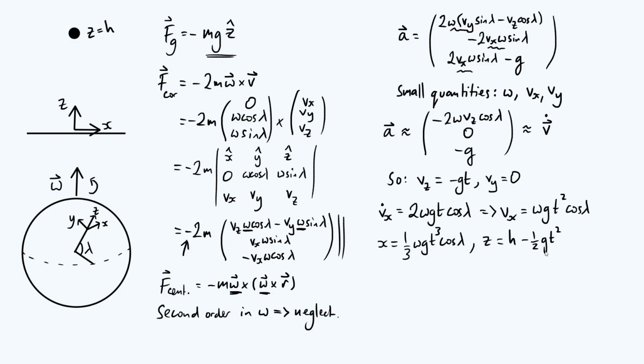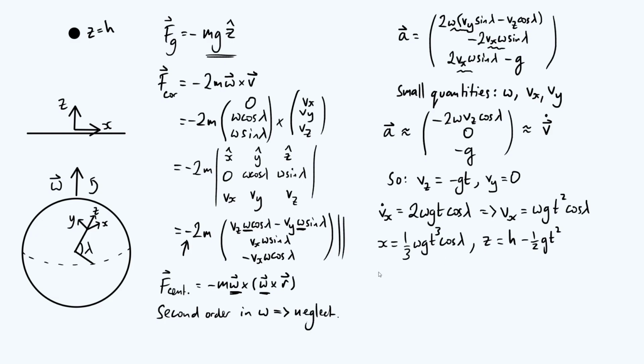We could have just got that from the SUVAT equations, right? Because the acceleration is constant. So there you go. Now we know x and z, and y is just always going to stay as 0, right? So we can find the amount of deflection at the moment when the ball hits the ground. The way to do that is first set z equal to 0, right?